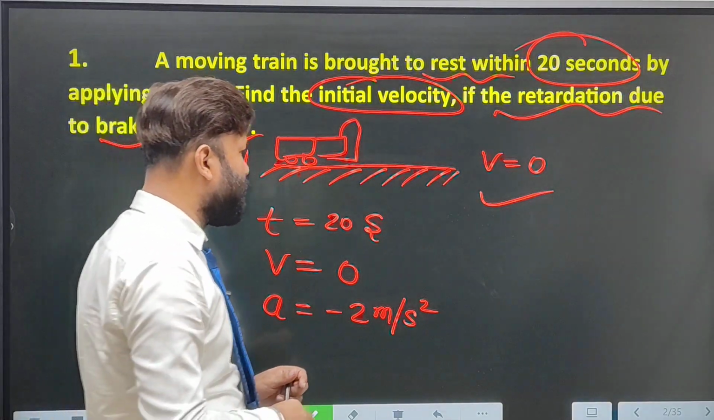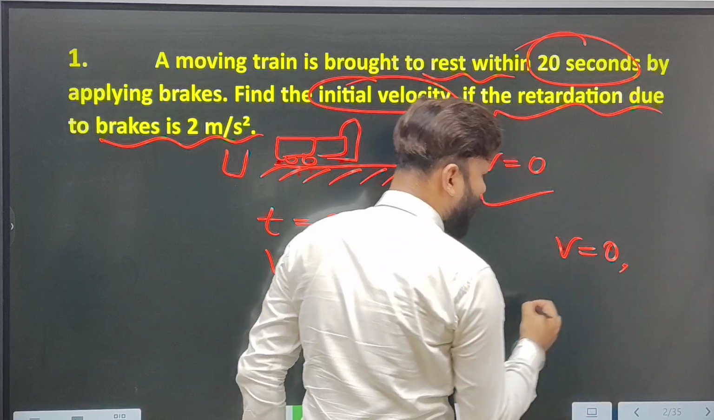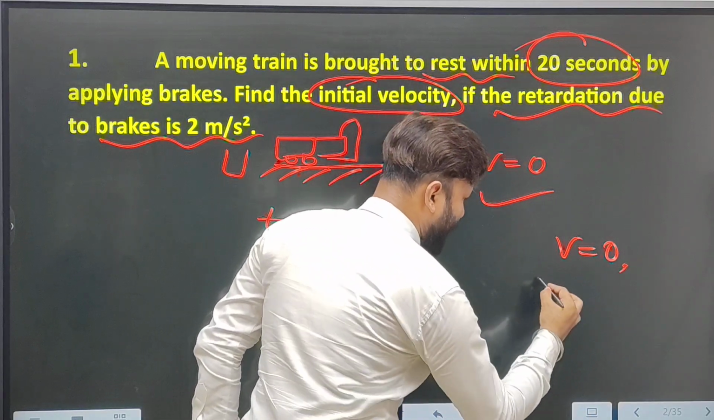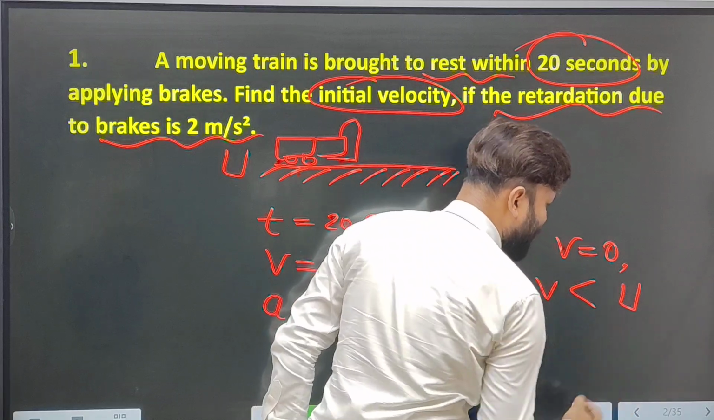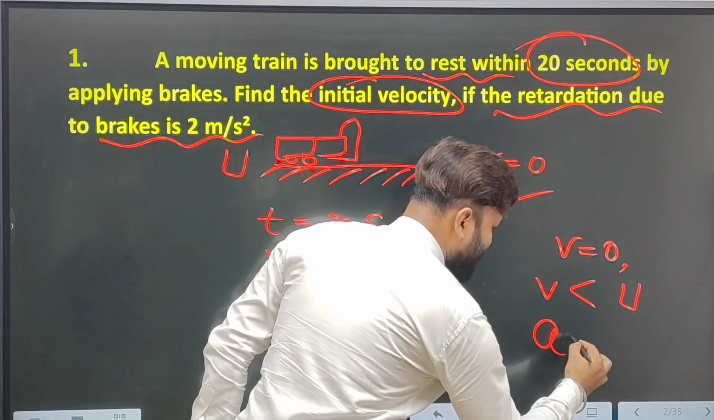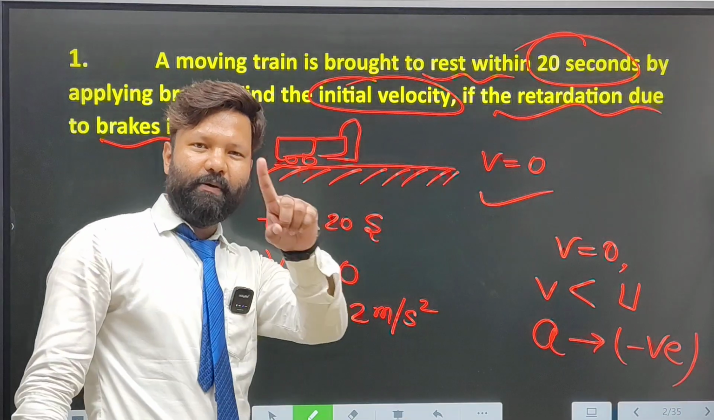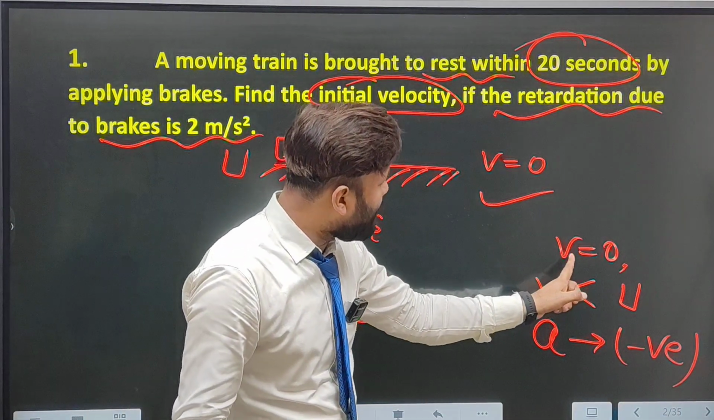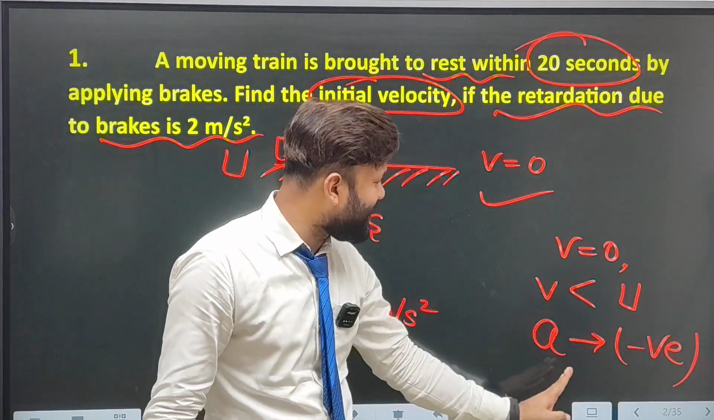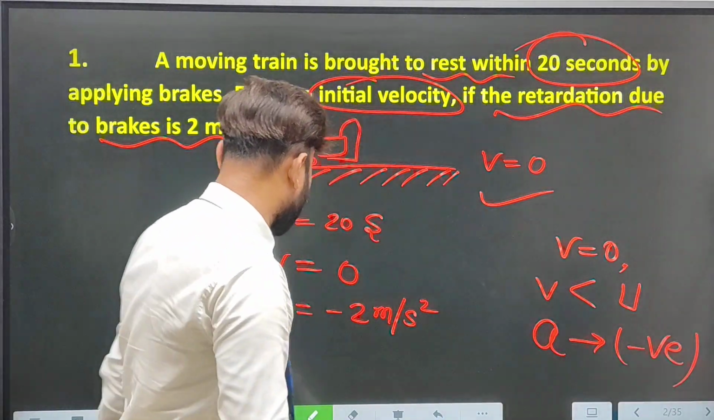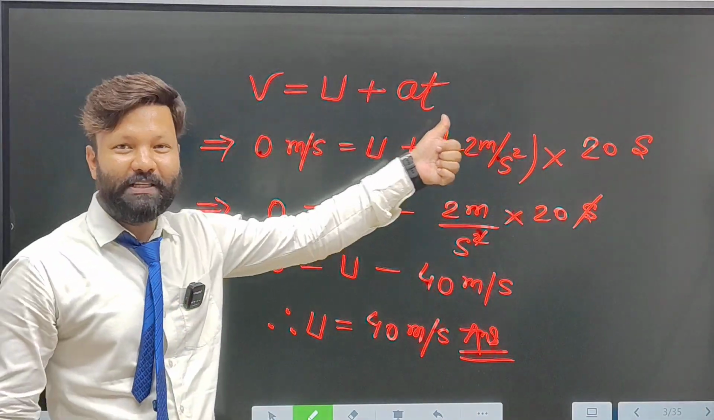One thing I just want to tell you, student, whenever the final velocity is 0, or if the final velocity is less than the initial velocity, then acceleration will always be negative. Always remember this theory. So now by using the first equation of motion, v is equal to u plus at.